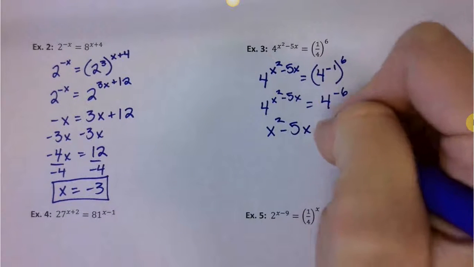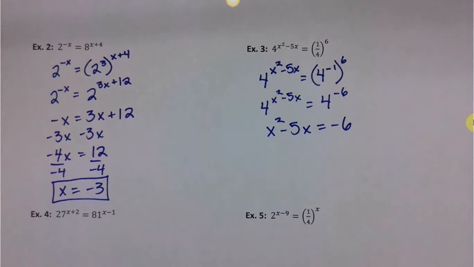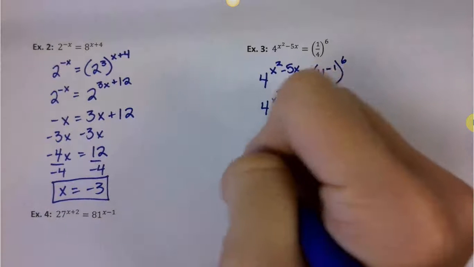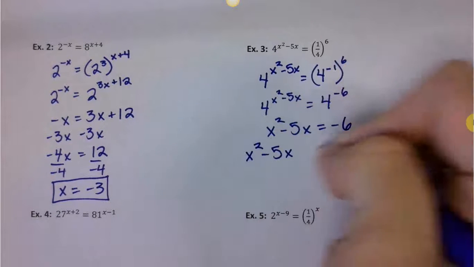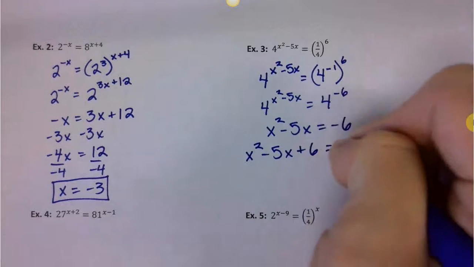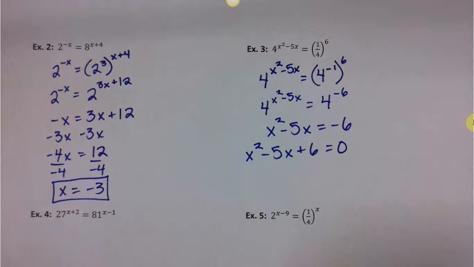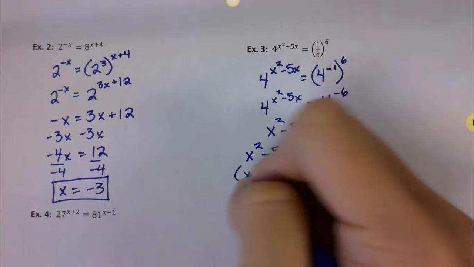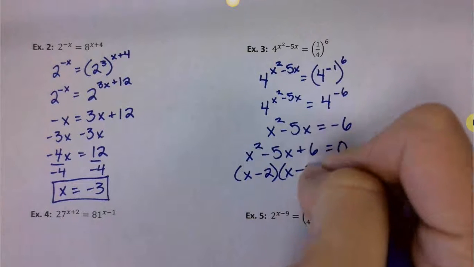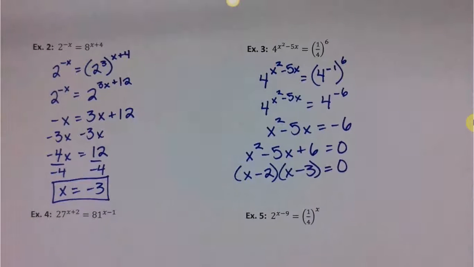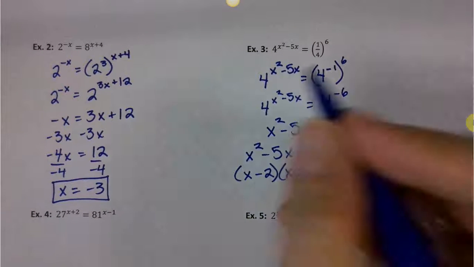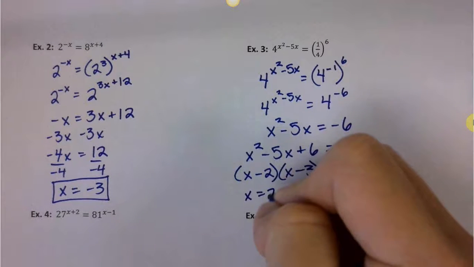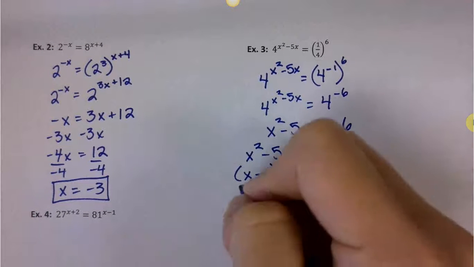X squared minus 5x is equal to negative 6. And now in this case, I have a quadratic equation to solve, which means I want to get it set equal to 0. I'm going to add this 6 to both sides, giving me x squared minus 5x plus 6 equals 0. And then this factors as x minus 2 times x minus 3. And then setting each factor equal to 0 would give us x equals 2 and x equals 3.